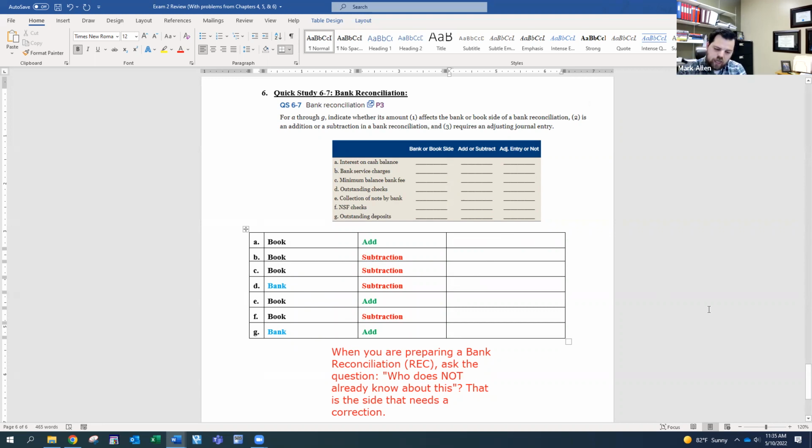So what this means is that for the first 3 entries, we'll say AJE is required. And we'll skip the 4th one. And for the next 2, E and F, that will also require adjusting entries. But D and G, we will say no adjusting journal entry is required. And that's because we don't work for the bank. We work for the book.